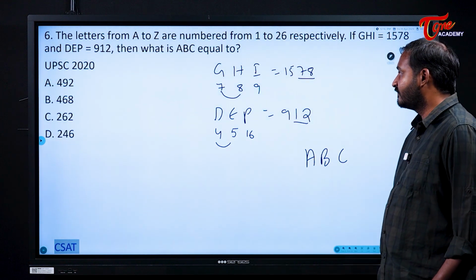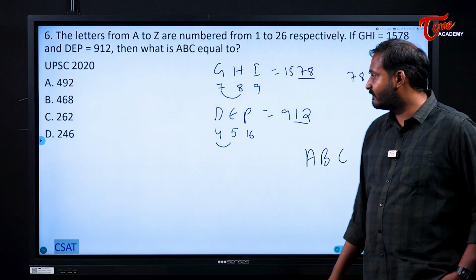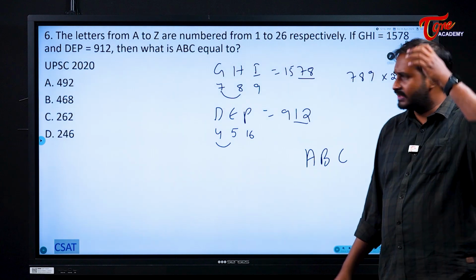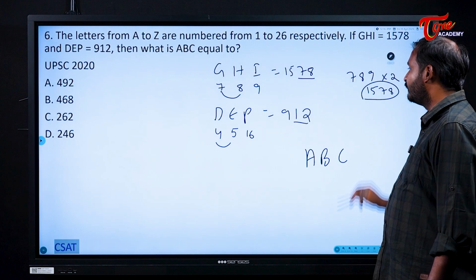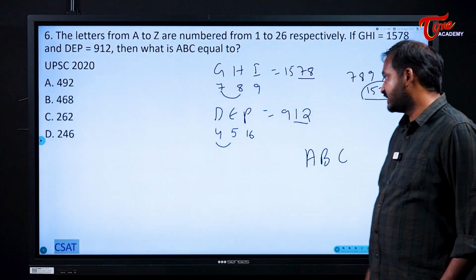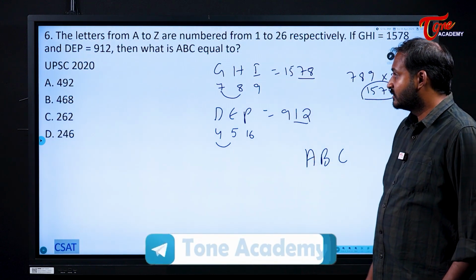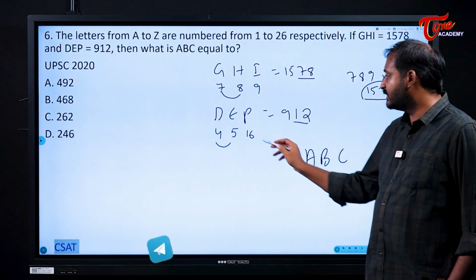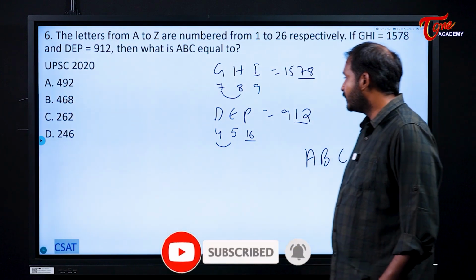Then how can we find the answer for this one? 789. For example, if I multiply it with 2, 789 into 2, what will I get? 1578, right? Okay, sir, good. We got the 1578. But here it is 4, 5 and 16. How will it become 912? If I check the similar one, ABC, double, that is 246, that is fine. But in this case, I have over here 16. So, how will it be solved?